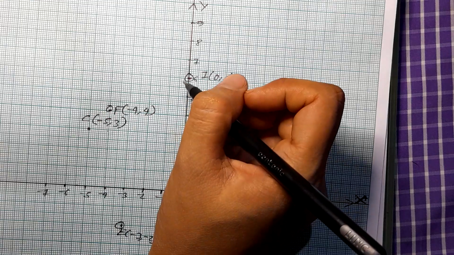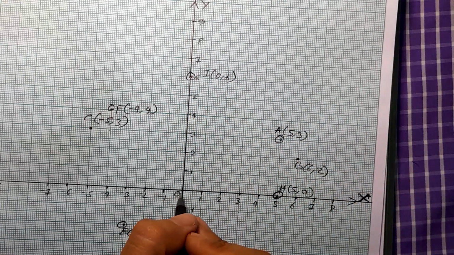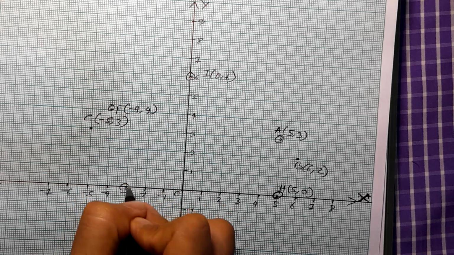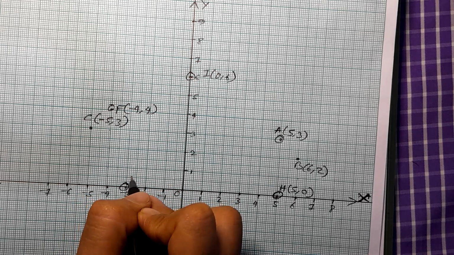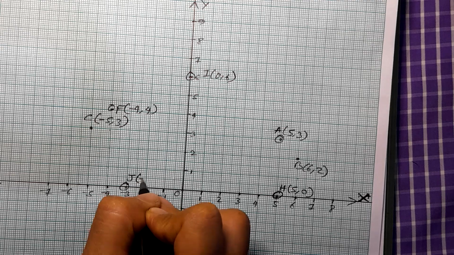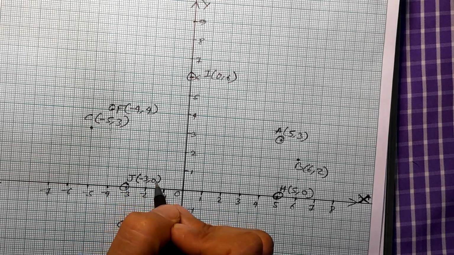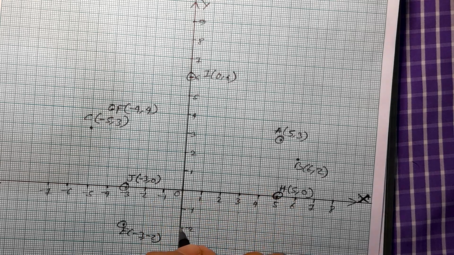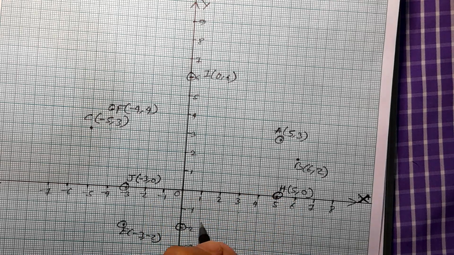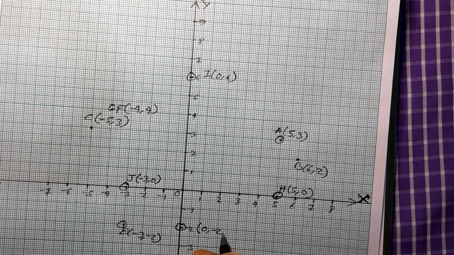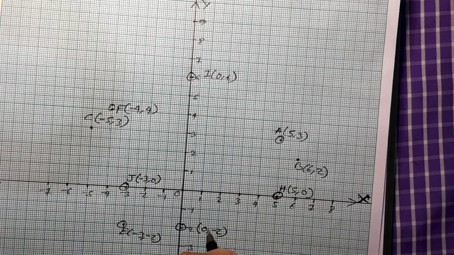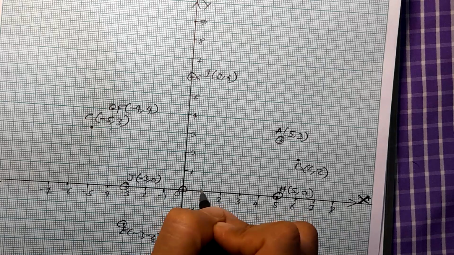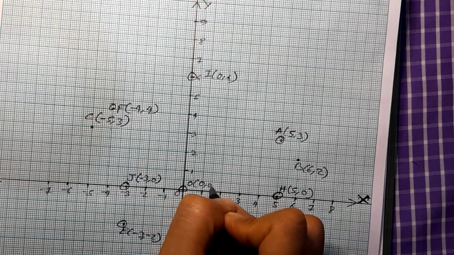Now next, -3, 0. X is -3, it will come here. Y is 0, so it will lie here. And this is J, -3, 0. Next, x is 0, y is negative, downside, y is 2: 0, -2. Next, 0, 0. So this is the origin. We write O, 0, 0.